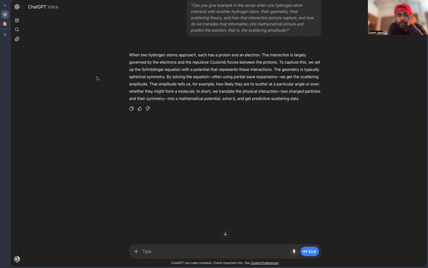So the geometry is typically spherical symmetry. By solving the equation, often using partial wave expansions, we get the scattering amplitude. That amplitude tells us, for example, how likely they are to scatter at a particular angle, or even whether they might form a molecule. In short, we translate the physical interaction of charged particles and their symmetries into a mathematical potential. What is the meaning of that mathematical potential?